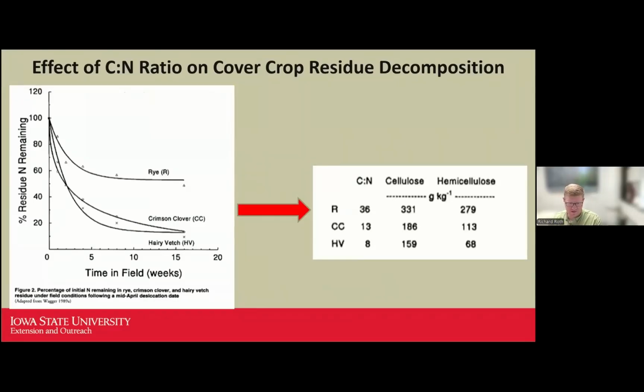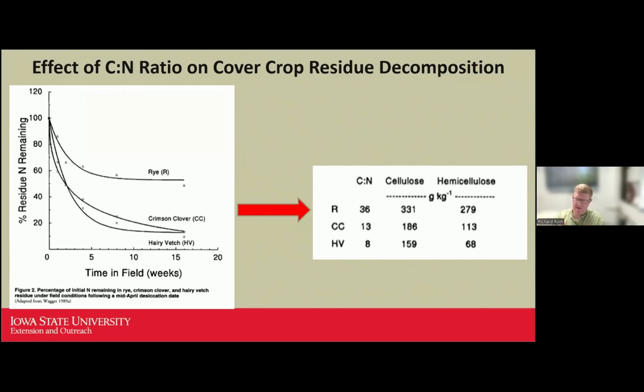To put that visually, this is some research that was done in the past where they looked at cover crop residues, the rate at which they decompose and break down, and how C to N ratio drives that. In the figure on the left, you'll see three curves. Rye, that's cereal rye, is at the top, and at the bottom are crimson clover and hairy vetch, which are both legumes. Generally speaking, legumes have lower C to N ratios, and you can see that in the table on the right.